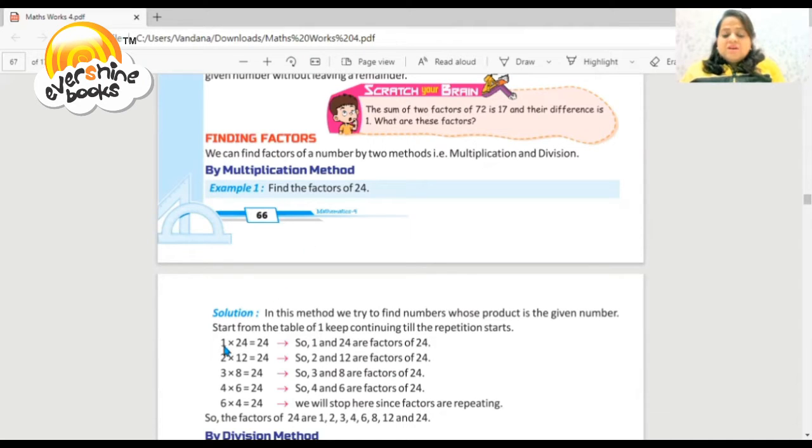Like this, 1, 2, 3, 4, 6. Then again it comes 4, 6, 8, 12 and 24. So these are your factors of number 24.